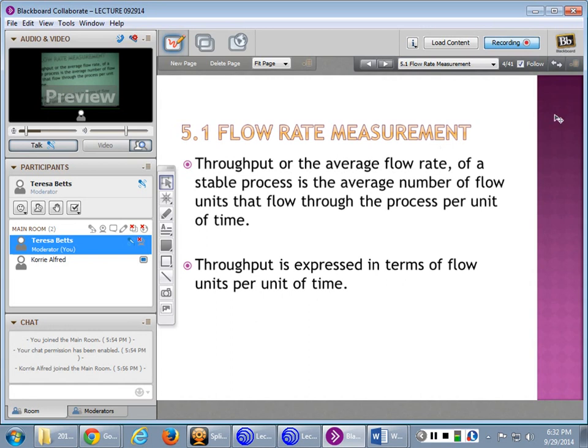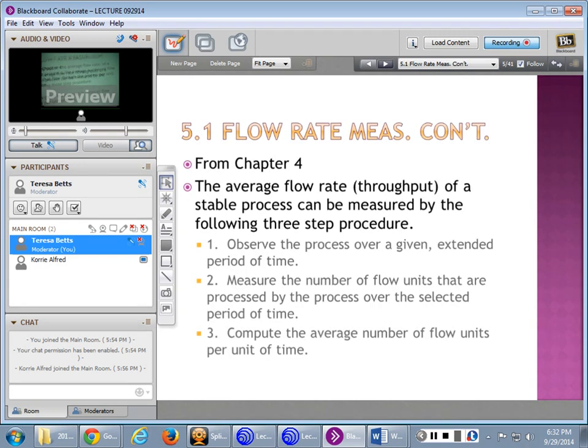Throughput, or the average flow rate of a stable process, is the average number of flow units that flow through the process per unit of time. Throughput is expressed in terms of flow units per time. From chapter 4, the average flow rate or throughput of a stable process can be measured by the following 3-step process. I can either observe the process over a given extended period of time, measure the number of flow units that are processed over a selected period of time, or compute the average number of flow units per unit of time. I have 3 choices in how I can go about figuring out that flow rate.